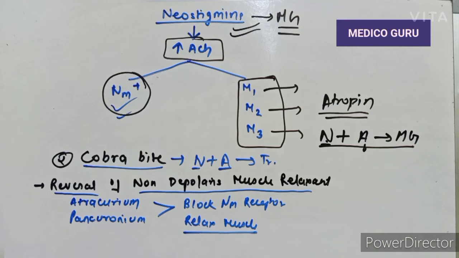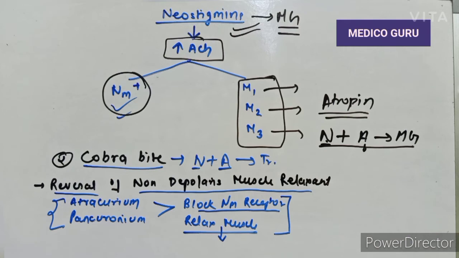What is the concept? The drugs, that is atracurium and pancuronium, we can use as muscle relaxants. They block the NM receptors. If we block the NM receptor, the muscle gets relaxed. If we stimulate the NM receptor, muscle contraction occurs.